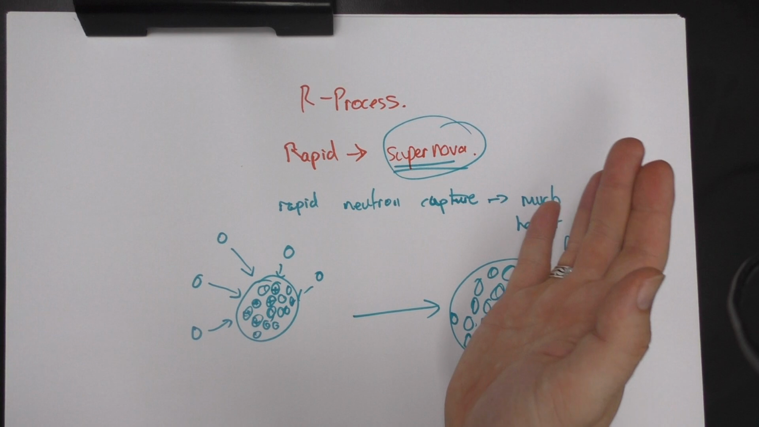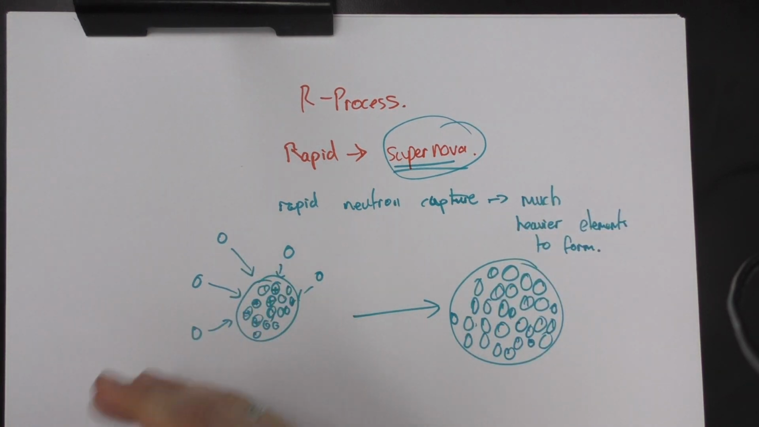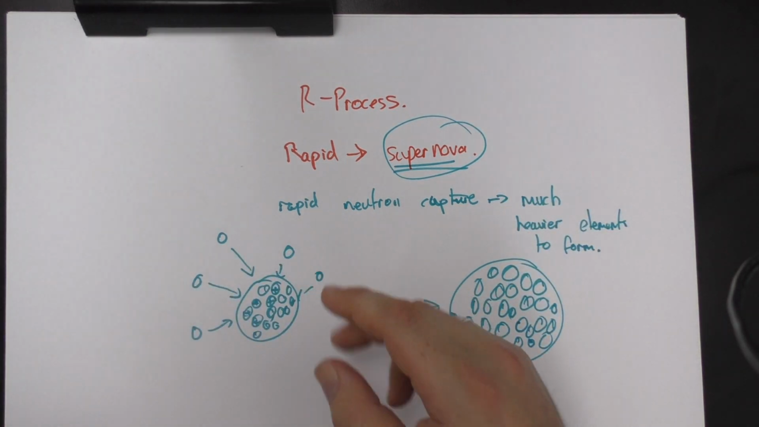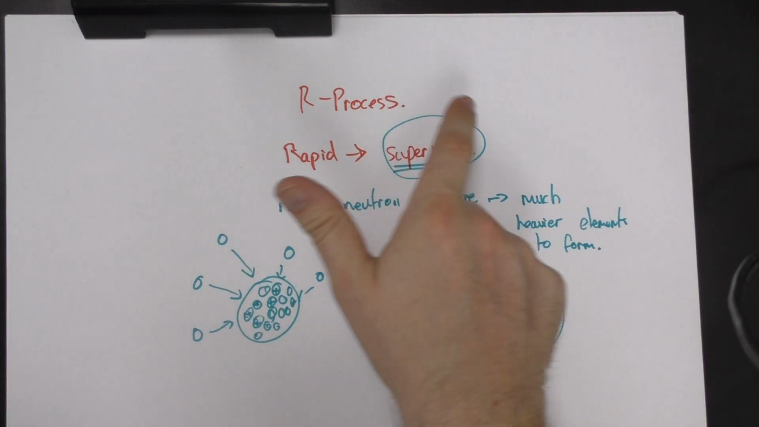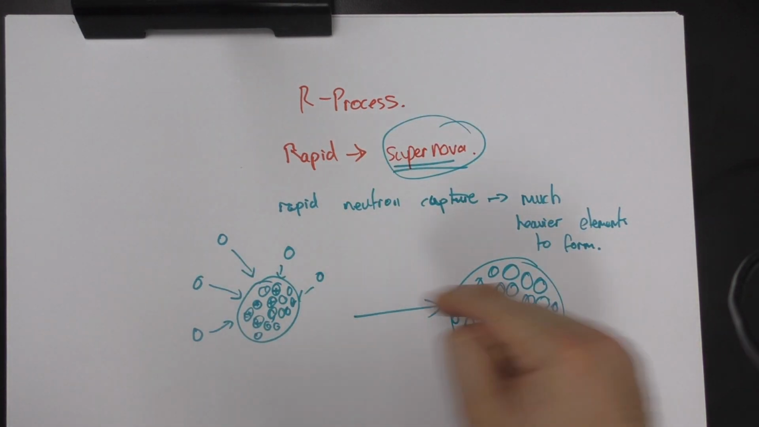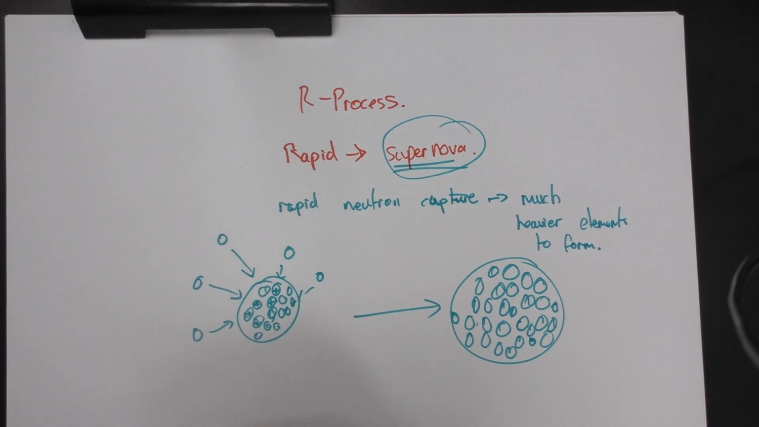It's the same process for the most part as in the slow one, except the slow process can only form up to, say, things like bismuth, but in this circumstance here we can form much, much heavier elements indeed. So what we're going to do is look at the different types of supernova in the next video, and we're going to talk about how we can use those as standard candles.